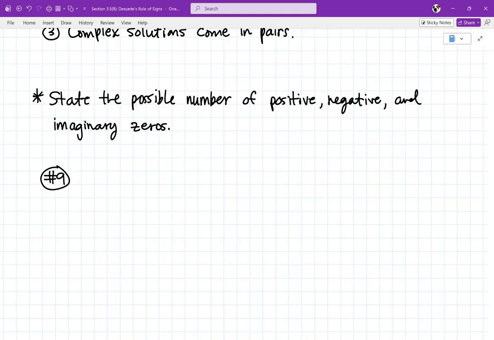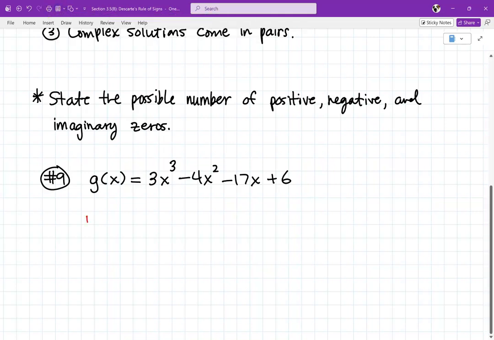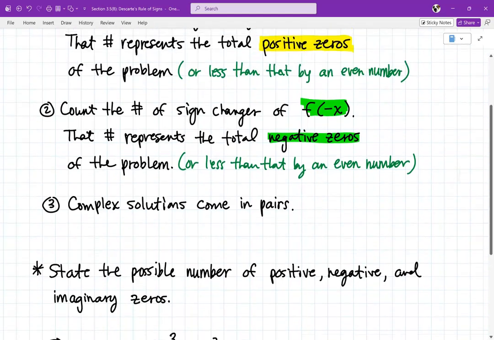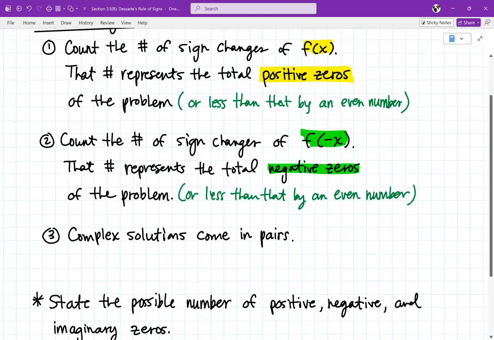So number 9 looks like this. They put g of x, not f of x, but it doesn't matter. 3x cubed minus 4x squared minus 17x plus 6. So we're going to do step 1. Okay, step 1 says, let me kind of go back up really quick and then I'll come down. But look what step 1 says. Just count the number of sign changes in the original function. So in g of x, just count the number of sign changes.